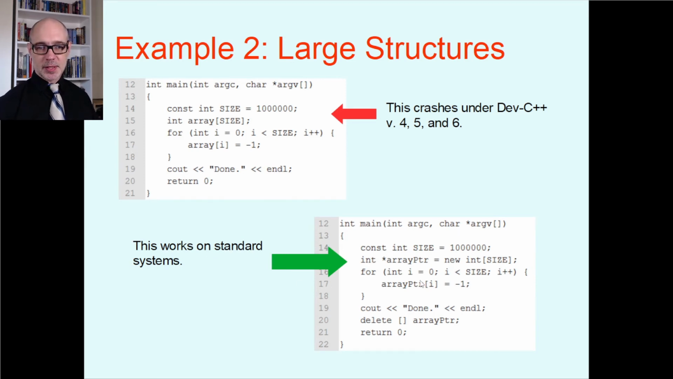Right, and then line 16, 17, 18, again, I'm just going to do something with it. I'm going to save the number -1 in all those locations just to prove that I can use all that stuff. And then hopefully print done. And again, don't forget to delete the memory at the end of this little program so you don't have a memory leak. This will actually work. And that's how you make big data structures.